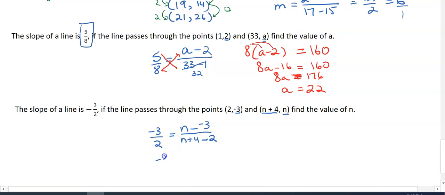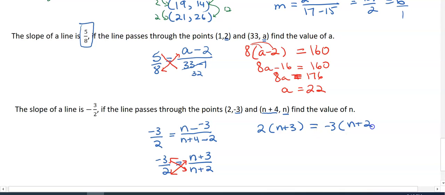Before I cross multiply, I'm going to clean this up. I'm going to change the subtract negative to just adding, and I'm going to collect like terms. 4 minus 2 is 2. So now it's all cleaned up. I can go ahead and cross multiply. It doesn't matter which one you do first. I can go the 2 times the n plus 3 first and make that equal to the negative 3 multiplied by the n plus 2.